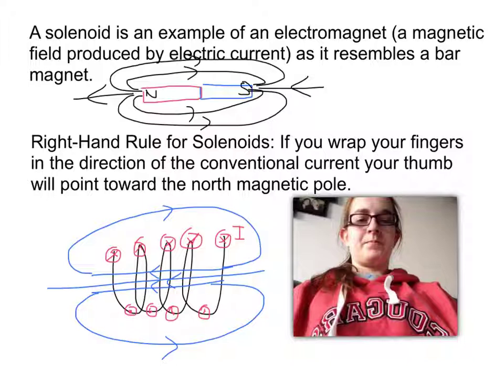And that concludes the lesson for solenoids. So you've got two right-hand rules now, one for straight conductors and one for a coiled conductor.